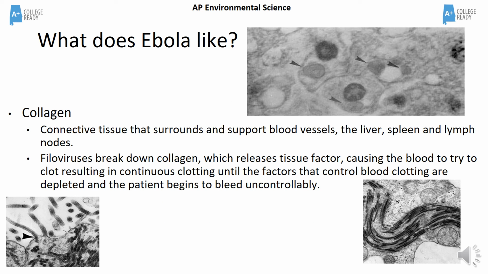Ebola tends to break down collagen, which is the connective tissue that surrounds and supports blood vessels, liver, spleen, and lymph nodes. It's called a filovirus because it looks like a string. When it breaks down collagen, it releases tissue factor, causing the blood to try to clot, resulting in continuous clotting until the factors that control blood clotting are depleted. And that's when the patient tends to bleed out uncontrollably. And they also tend to vomit up these clots of blood.